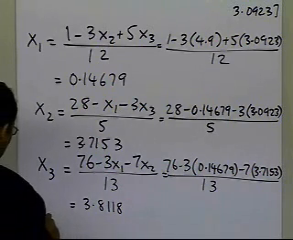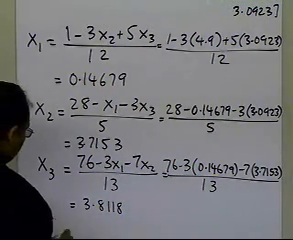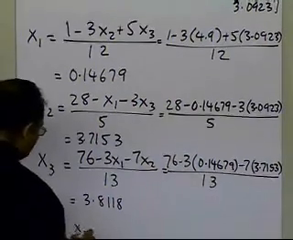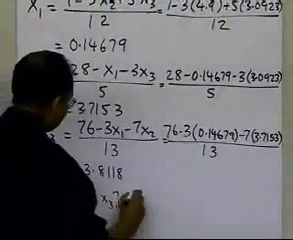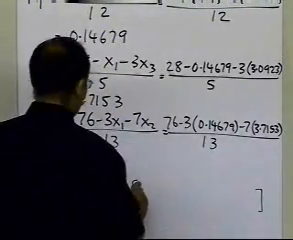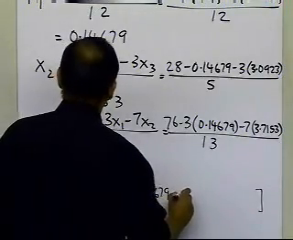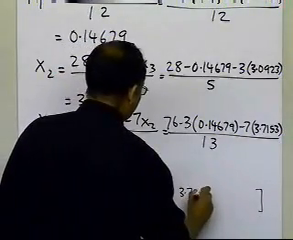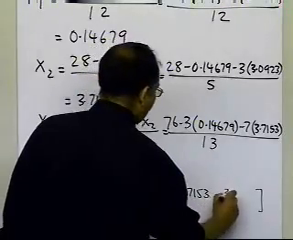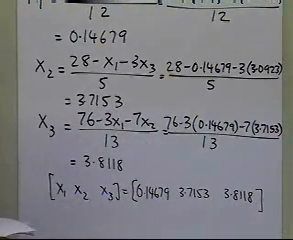So what that means is that at the end of the second iteration, this is what we're getting as the value for x1, x2 and x3. We are getting the value as 0.14679, 3.7153, and 3.8118. And that's what we're getting as our solution at the end of the second iteration.